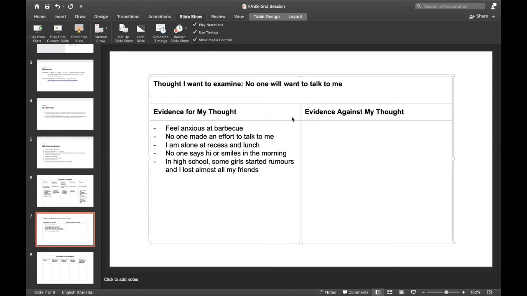In another session, it might be important for us to talk about what happened in high school. But for now, could we just put this down in the evidence for column? Yeah, that's fine. Okay, great. And can you just take a quick rundown, look it over, and make sure we're good with this? Yeah. Okay. And have you had any experiences that suggest that people may want to be your friend? Yeah, actually, at my other school, I did have some friends.